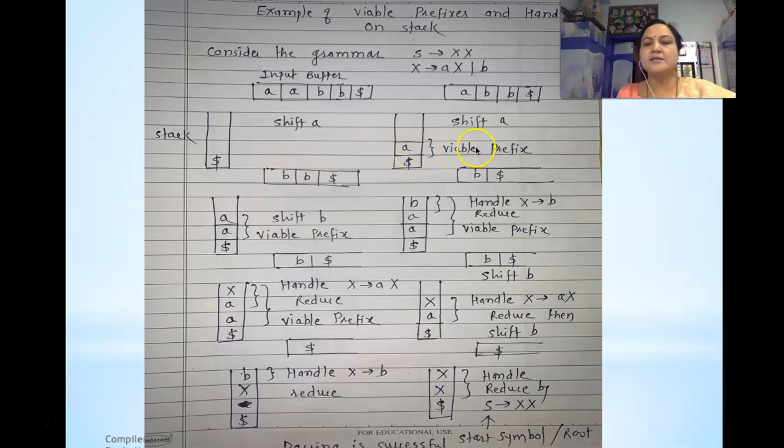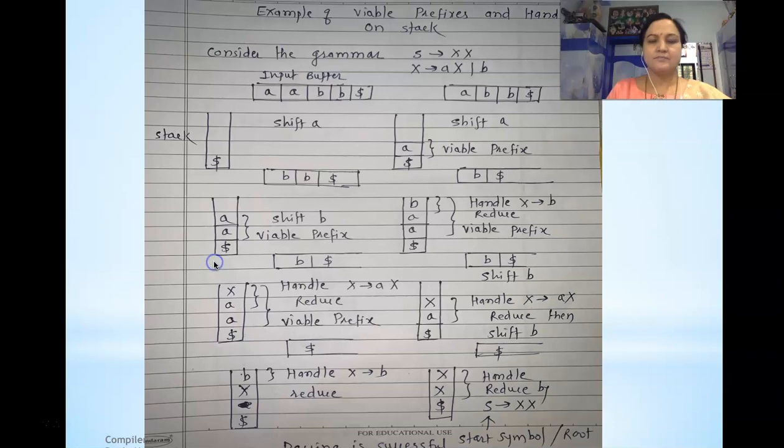$A. Now, here A is a viable prefix, but A cannot be reduced because there is no right hand side which matches only A. So, we shift one more time. A is shifted onto the stack. Now, the top of the stack is AA. Again, AA cannot be reduced because there is no right hand side of a production which matches AA. So, we do not find a handle here. After that, we shift B onto the stack. B is shifted onto the stack.